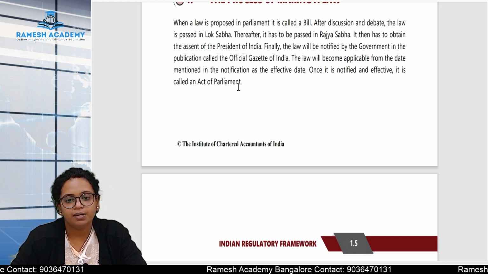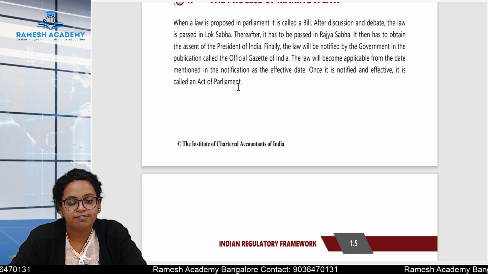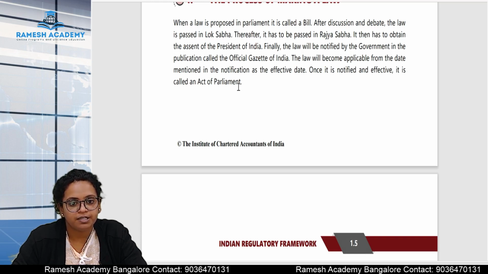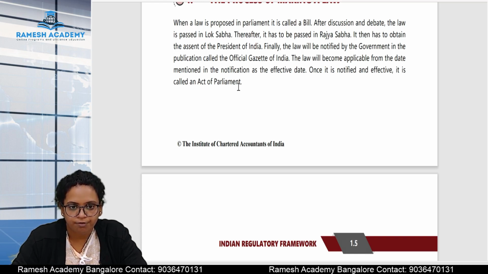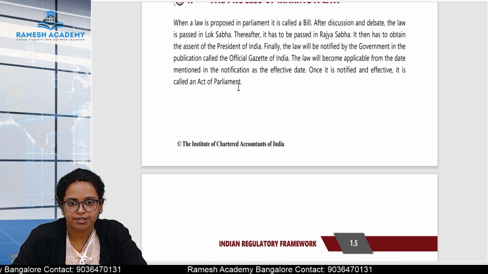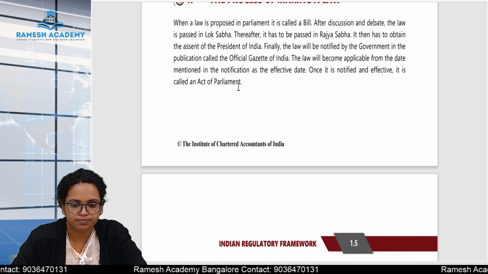Say for example, now you are publishing something on some website, but from when it is effective? So if the law is published in the official Gazette today, you should also mention from when it is effective: from April 1st, from Jan 1st, from December 31st. So you will have to mention when it is effective, and from that particular day, the law comes into the picture.